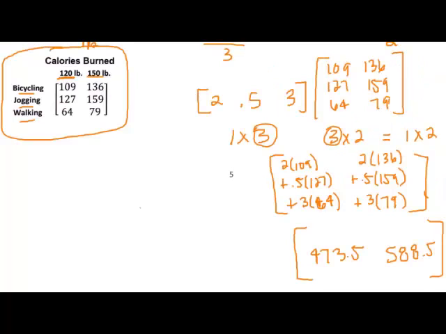588.5. Now again, if we go back to our original problem, that means that someone that weighs 120 pounds will burn a total of 473.5 calories if they do those 3 activities for the designated amount of time. And for a person that is 150 pounds, they will burn 588.5 calories for those 3 activities as well. So again, a matrix is just a way of organizing data so that we can easily perform operations on it.